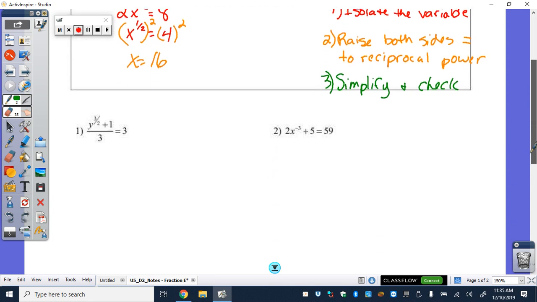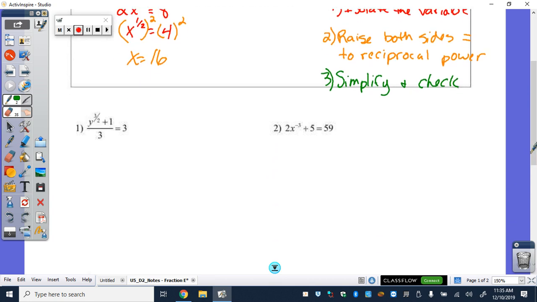So let's try some more examples. First one, what do we want to do first? Multiply by 3. Times 3, times 3. So y to the 3/2 plus 1 equals 9. Then what do we do with our 1? Subtract it over. So y to the 3/2 equals 8.